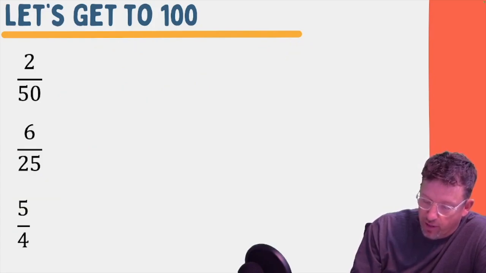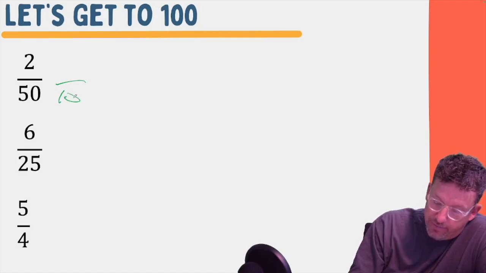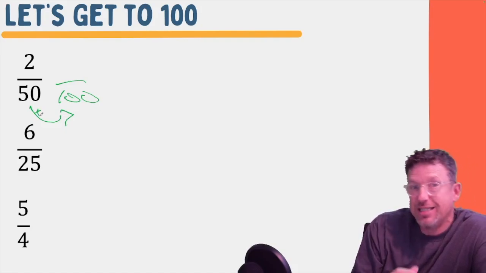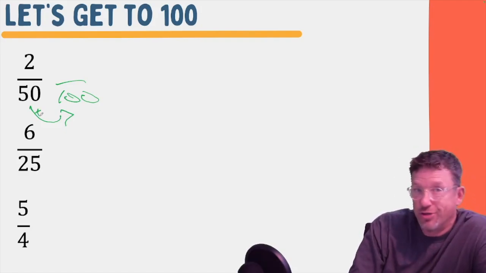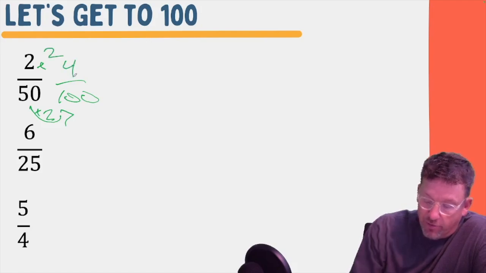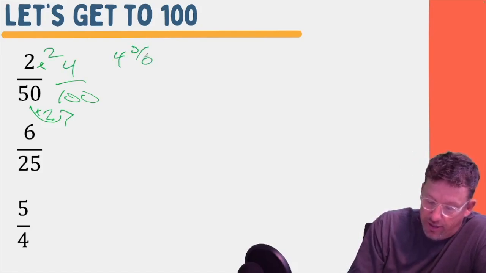Let's do a couple more get to 100s, all right? Let's take this first one and get to 100. What did I do to 50 to get to 100? I got bigger, so I multiplied. 50 times what equals 100? Well, 2 50s equals 100, so I doubled it, which means I double the top. 4 out of 100. What percent? 4%.